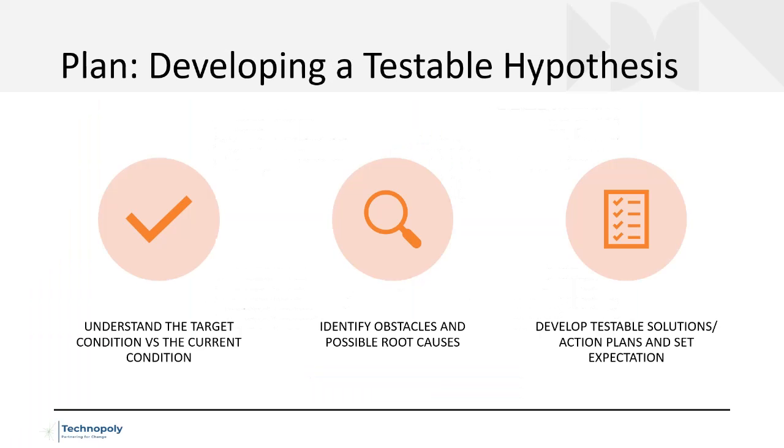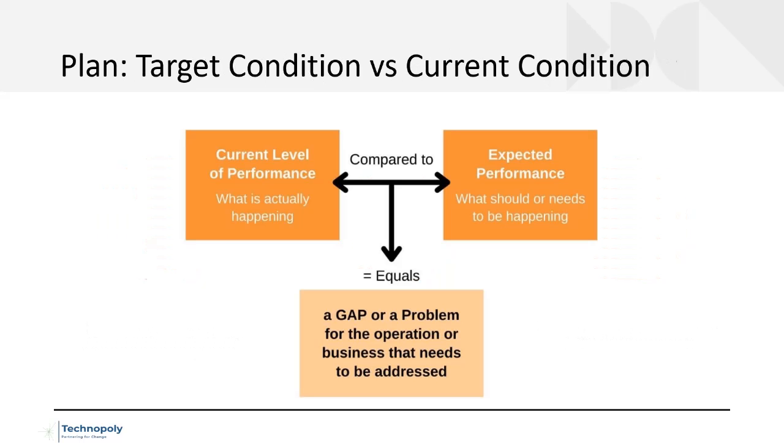The first step in the PDCA is Plan, where we develop a testable hypothesis. In order to do this, we go back to reviewing the target condition and comparing it to the current condition. Identify obstacles and their root causes in reaching the target condition, and develop testable hypotheses or action plans to address the obstacle. In Plan, we compare the target condition, the expected performance, with the current level of performance to understand the gap we are trying to bring close. This gap is the problem that needs to be addressed and improved upon.